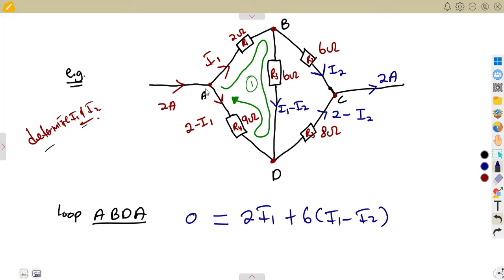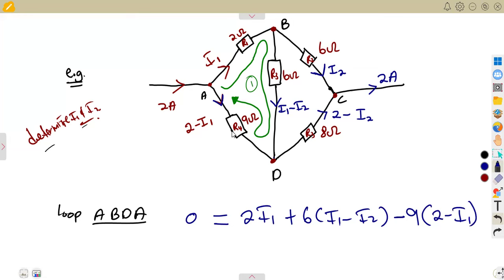From D to A, this is the loop, but look at how the current is going. The current is going this way. The current is opposing: the loop is going this way, and the current is going the other way. I said whenever it is opposing like this, it will be a minus. So that's minus 9 into the current, and the current there is 2 minus I1. Just like that.